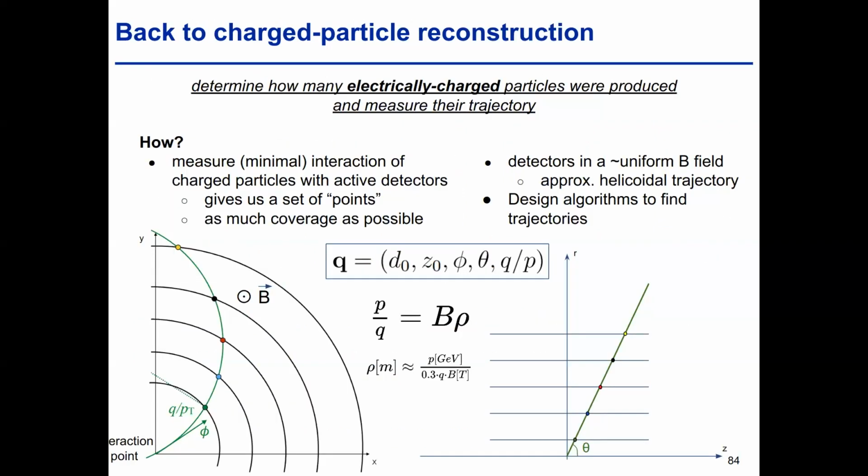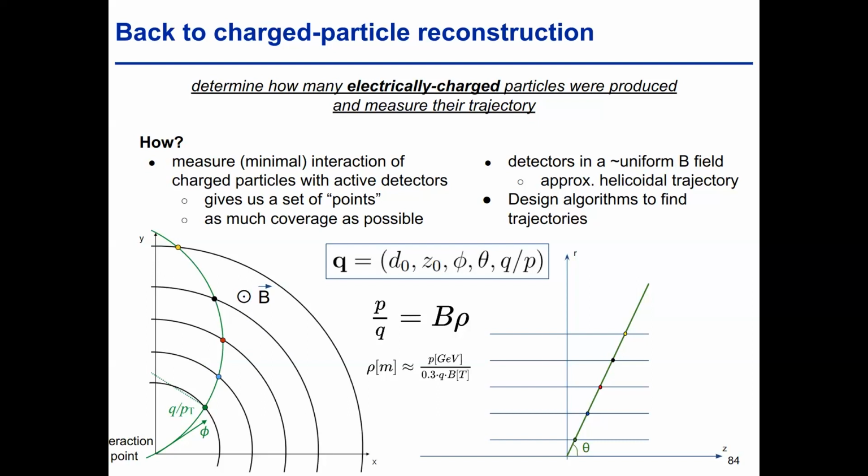But okay, let me then go back. So now that we've seen this type of silicon detectors and we've seen gaseous detectors, let me go back to charged particle reconstruction. And when we started this, I was mentioning that the goal of charged particle reconstruction is to identify how many electrically charged particles were produced and measure their kinematic properties. And then we also mentioned that we want to measure a minimal interaction of this particle with our detector. And now we've seen what detectors we can use.